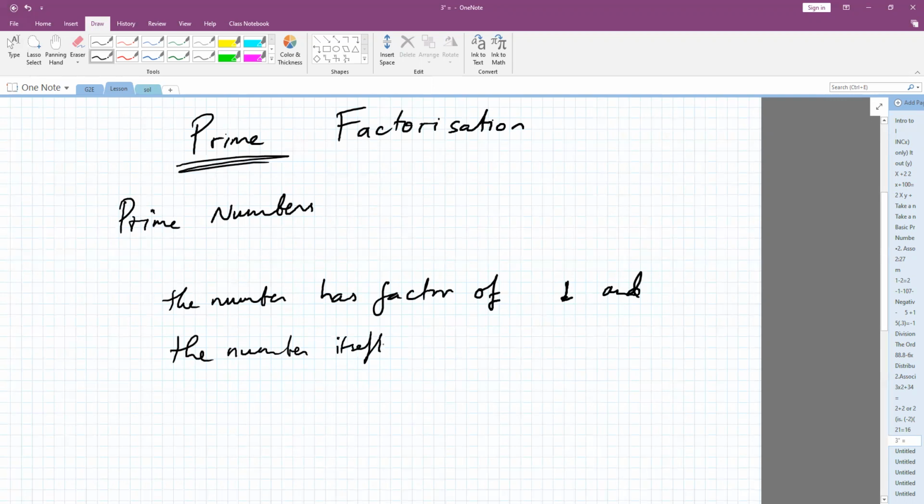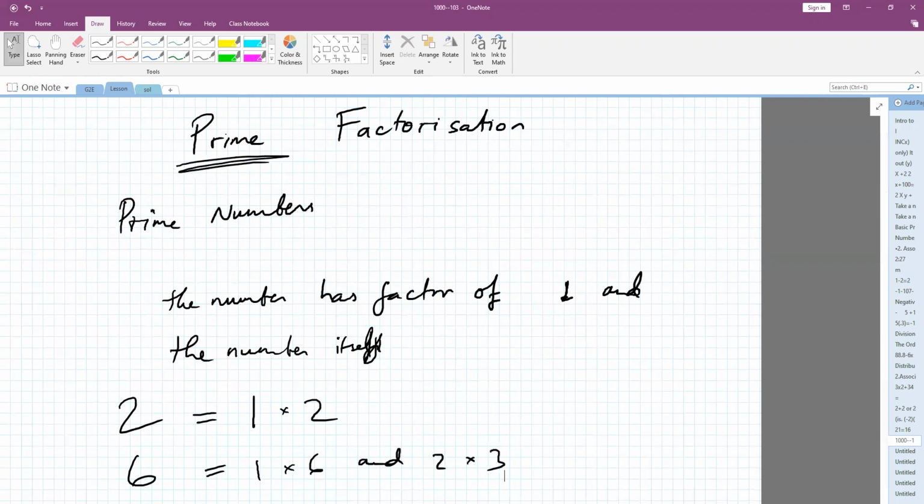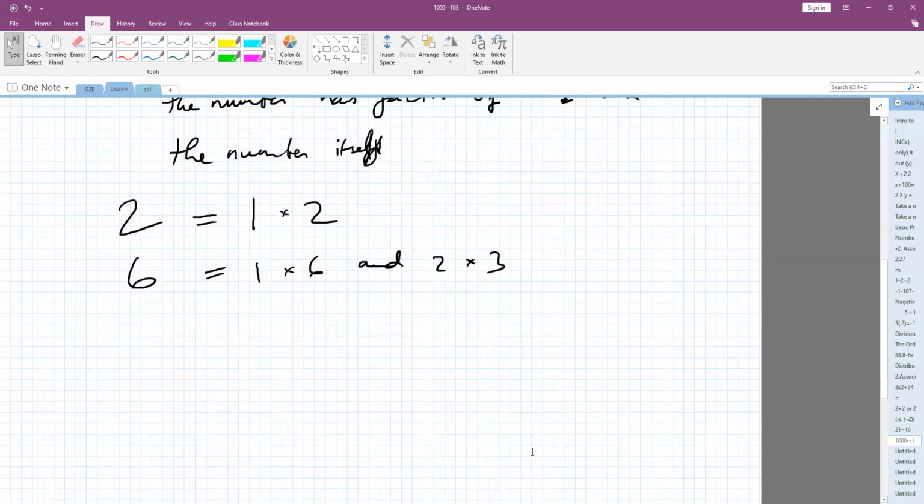Now, for example, if you look at the number 2, we can get this number by multiplying 1 and 2. And there's no other multiplication of integers that can give you 2. For example, if you look at 6, basically 6 can be 1 times 6 and 2 times 3 or 3 times 2. So basically 6 is not a prime number.